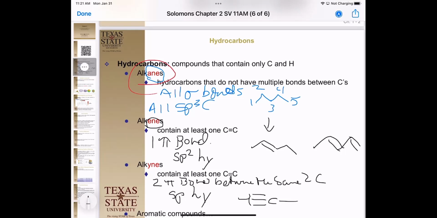So A-N-E has a different hybridization than E-N-E, which has a different hybridization than Y-N-E, okay? So be sure to link all three of those things in your head together. It makes it a lot easier when you've never heard of a compound before. You can look at the end of the word and say, oh, it's got to have this hybridization in some way. Questions on that?